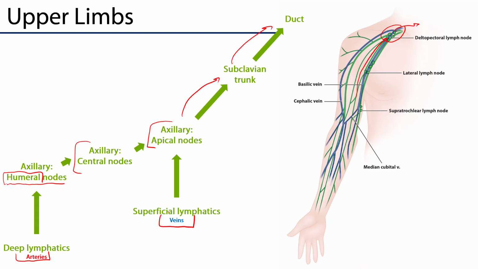The superficial lymph, as shown here, we can see, recall there's both a cephalic vein that is lateral and a basilic vein, which is medial. We can see some of the supratrochlear nodes, some of the lateral lymph nodes on the way up toward the axilla.